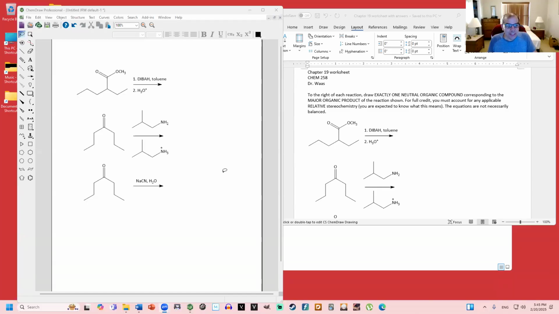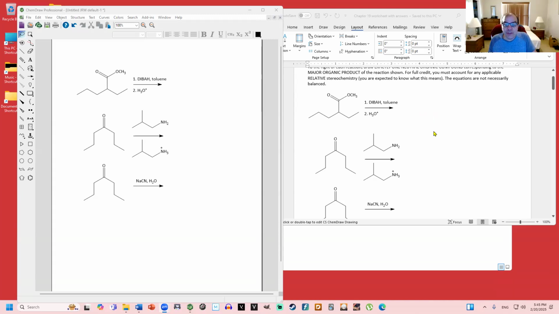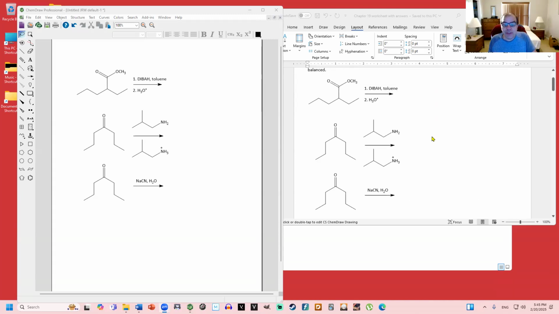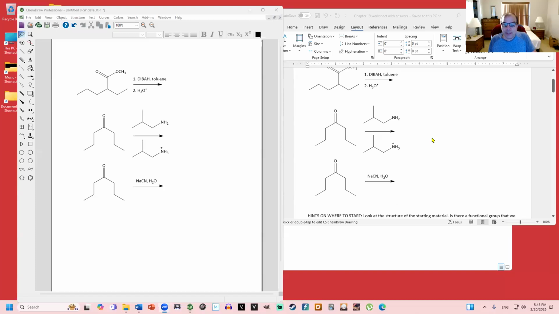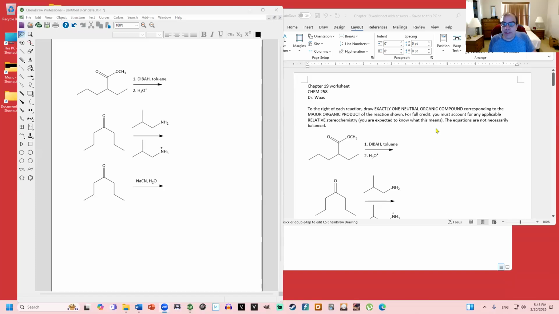Welcome, everyone. We have here the worksheet for Chapter 19, which is on nucleophilic addition reactions to aldehydes and ketones, and also goes over some methods for preparing aldehydes and ketones. And we have some questions where you're given essentially the starting material and the reagents, and you need to fill in the structure of the product. And then we have some mechanisms as well.